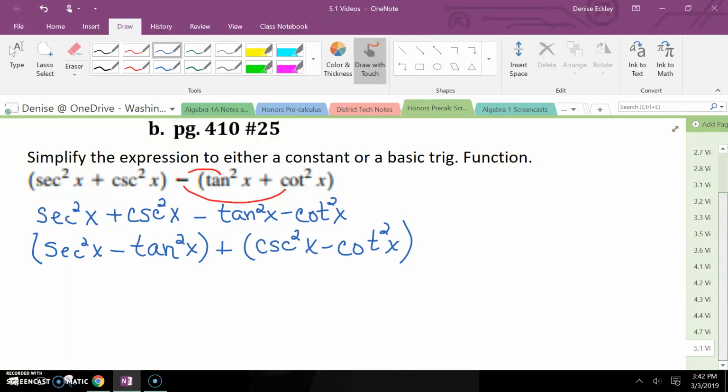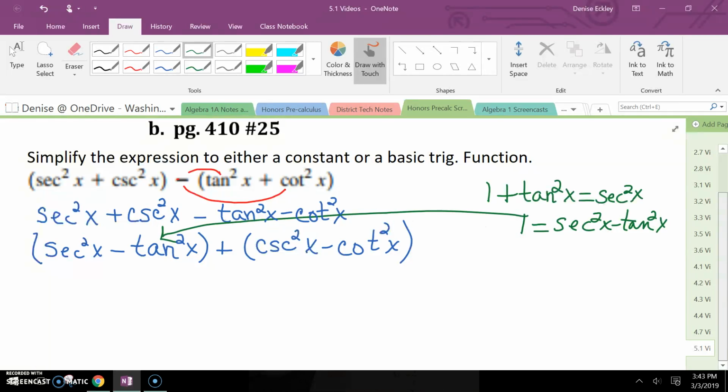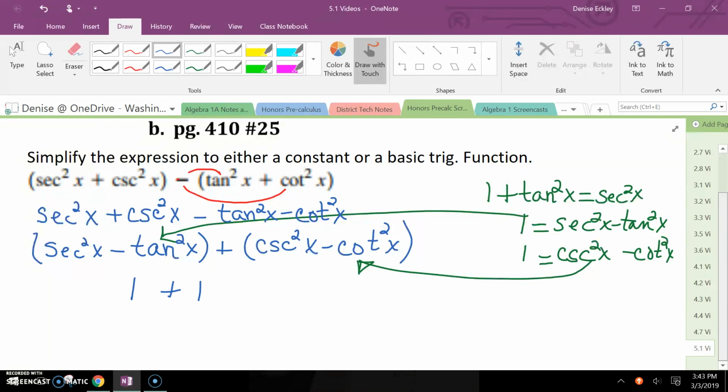And now I do have my Pythagorean identities rewritten, because remember, it's 1 plus tangent squared x equals secant squared x. So if I rewrite that, if I subtract tangent squared from both sides, I get 1 equals secant squared x minus tangent squared x, which is what I have in my expression. And I'll have the same similar identity with cosecant squared. It will also equal 1. So what I have set up here is that 1 plus 1 is going to be how my expression simplifies. So it simplifies to 2.